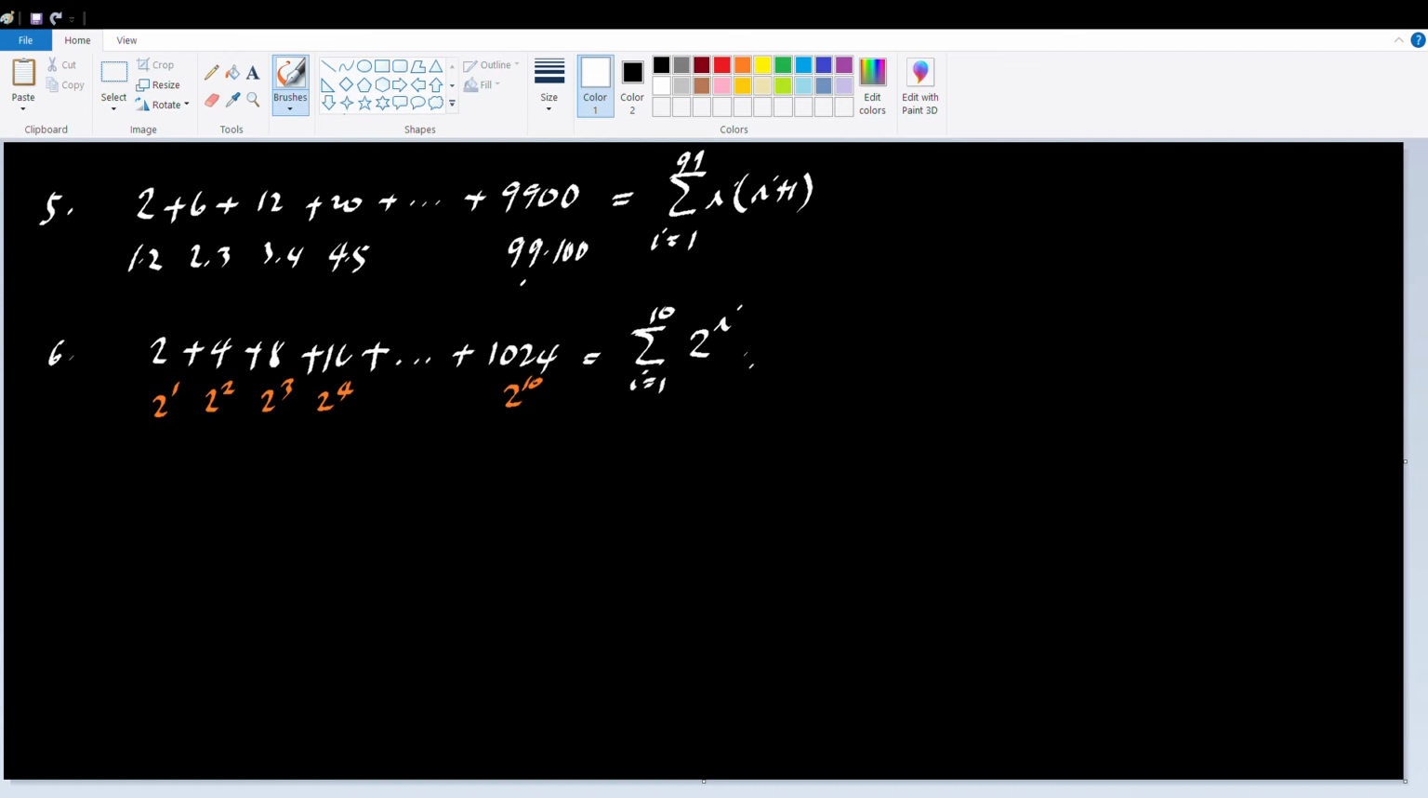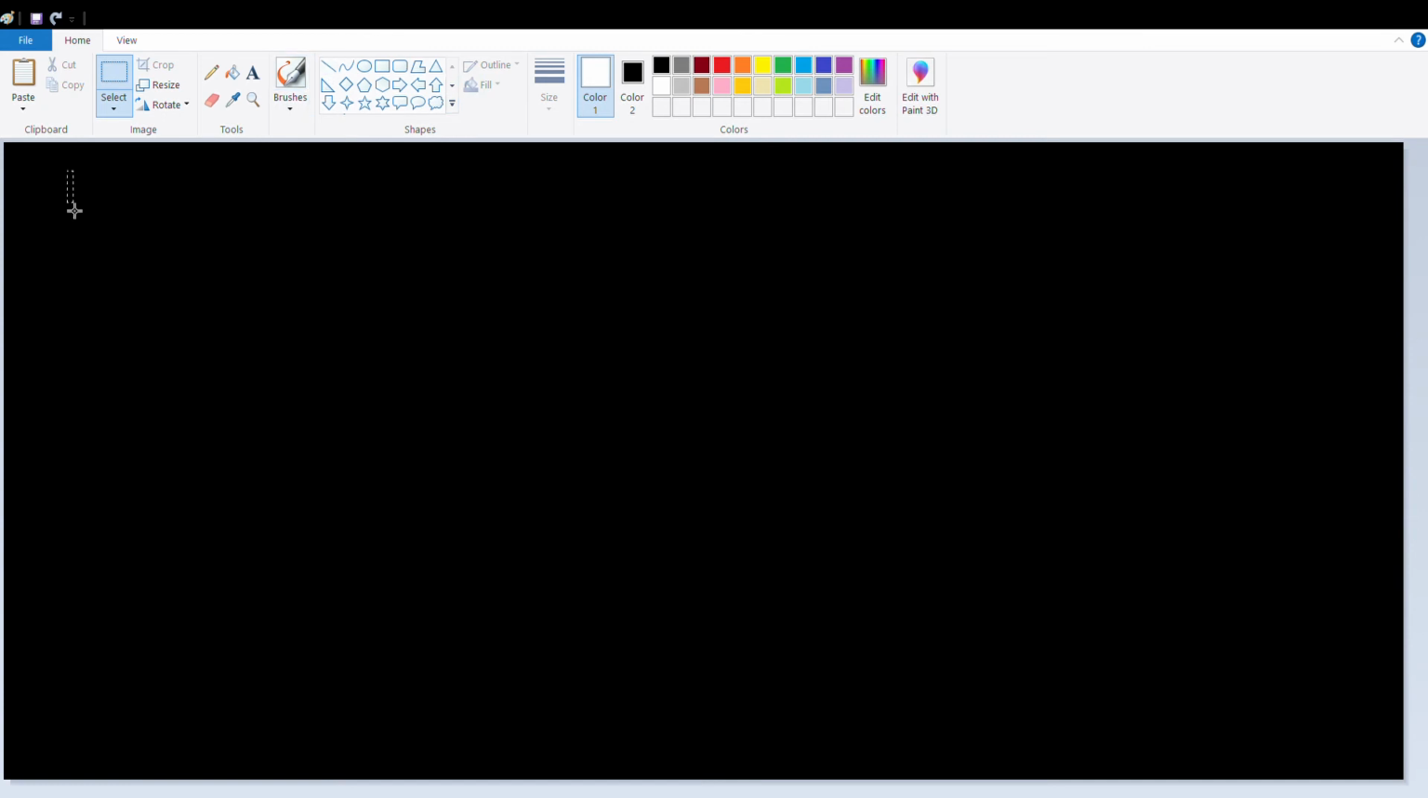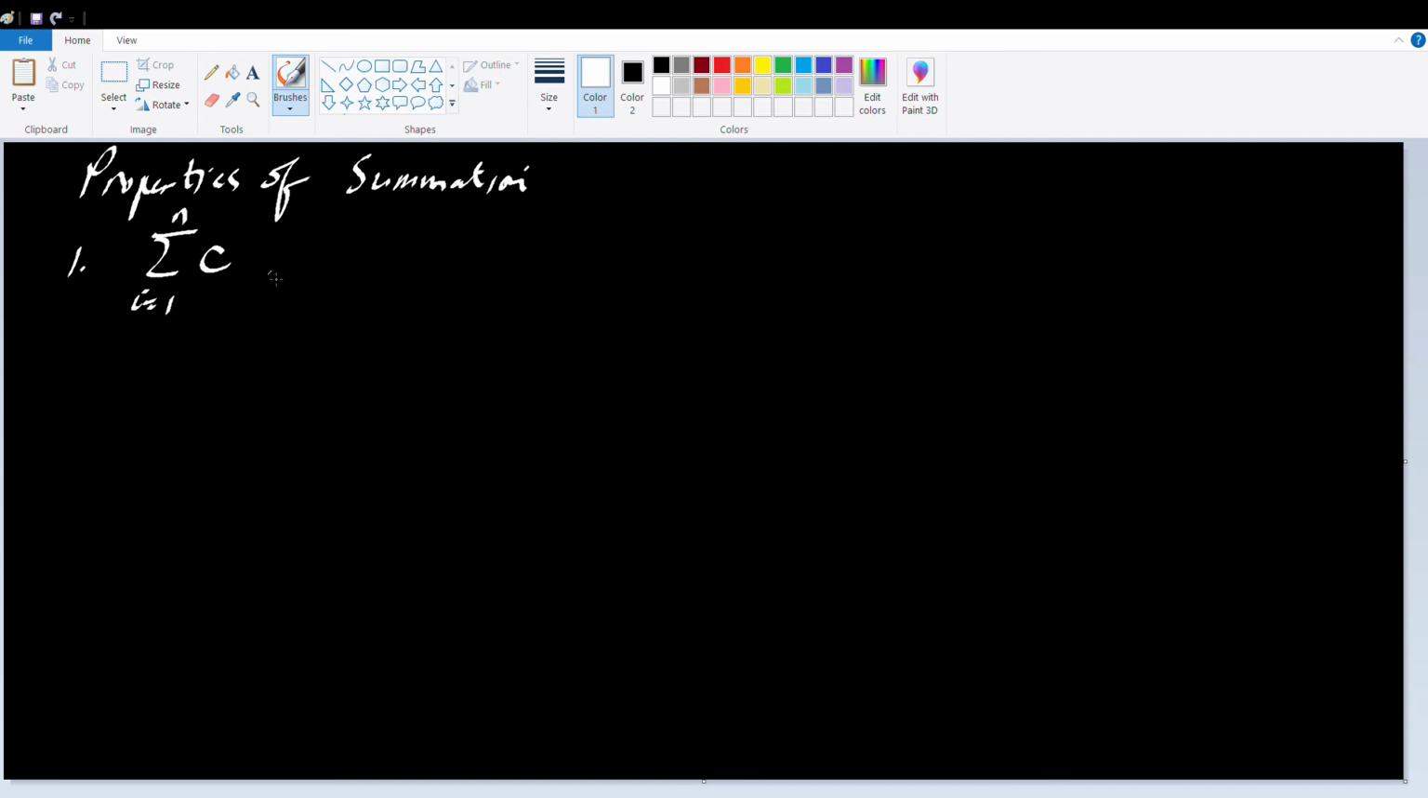So let us now go to the different properties. Properties of summation. The first one is the sum of the constant C, I from 1 to n, and that is equal to C times n. What is the proof of that? When you say the sum of C, I from 1 to n, it is equivalent to the sum of C added to itself n times. Okay?